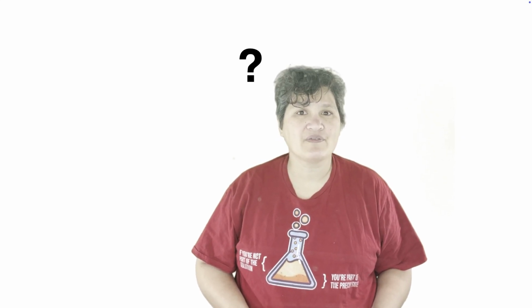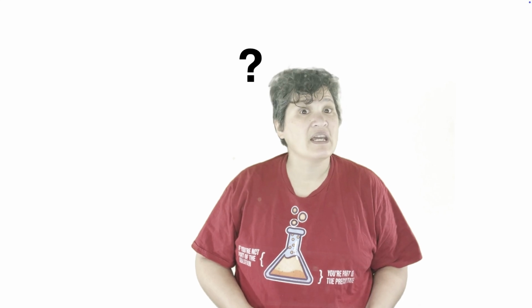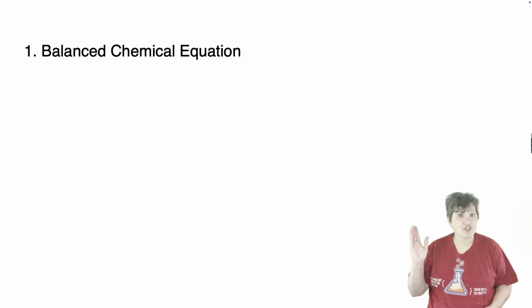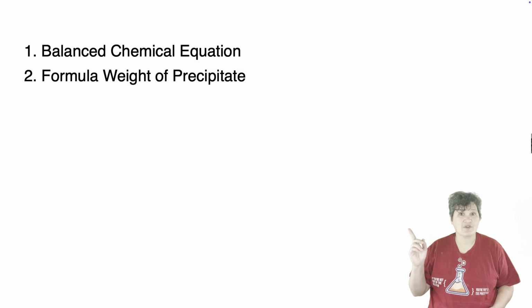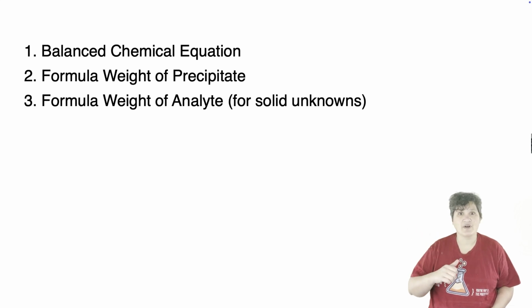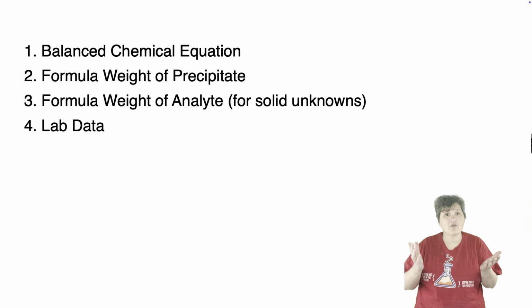Well, okay, now you have a mass for your precipitate, but what does that mean for the amount of analyte in your unknown? Here's where stoichiometry comes in. Before you get started, here's some reference data you need to find. A balanced chemical equation showing the precipitation reaction, the formula weight of the precipitate, and possibly also of your analyte, and of course, you'll need the measurements you made in lab.